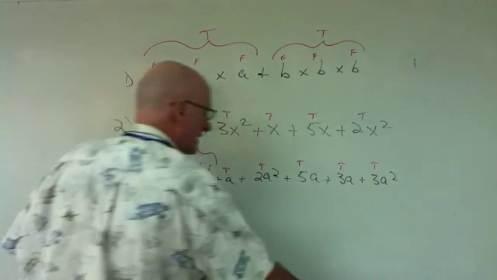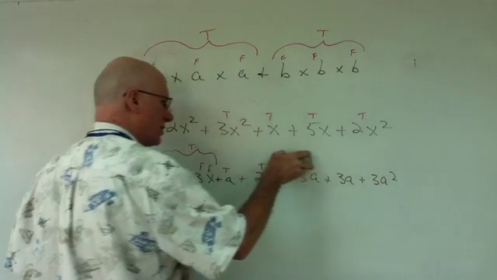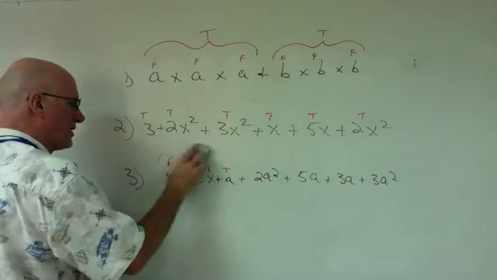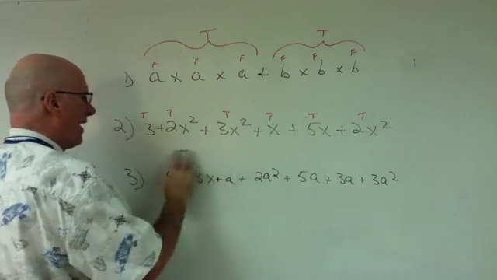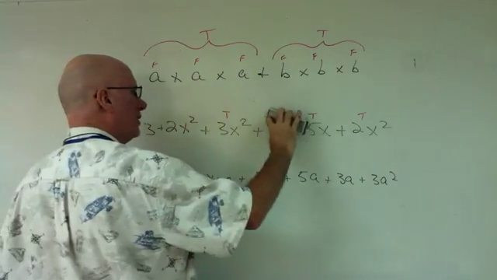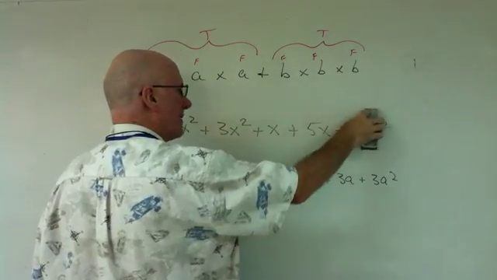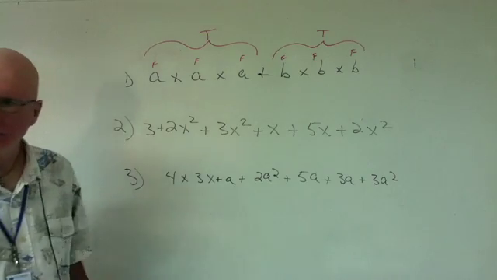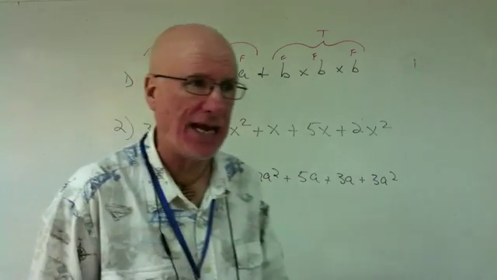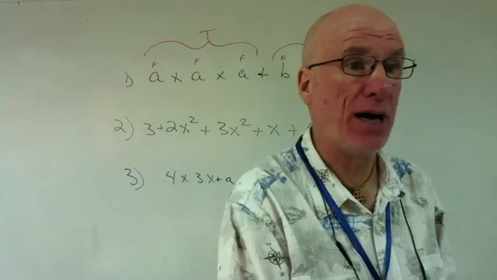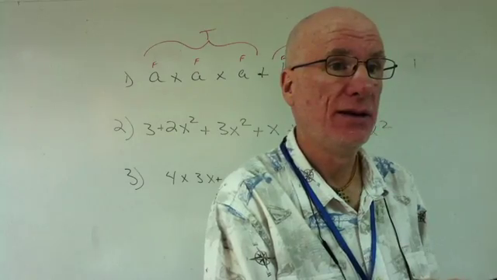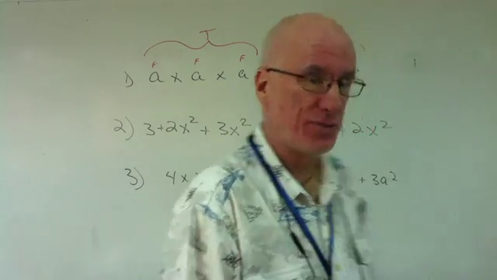Okay, so let's get rid of that red. That looks a little nonsensical. But you understand the difference between a factor and a term. A factor is something separated by multiplication. A term is separated by addition or subtraction.